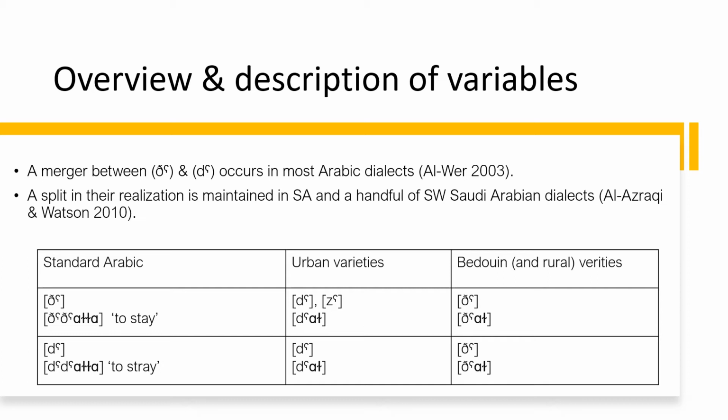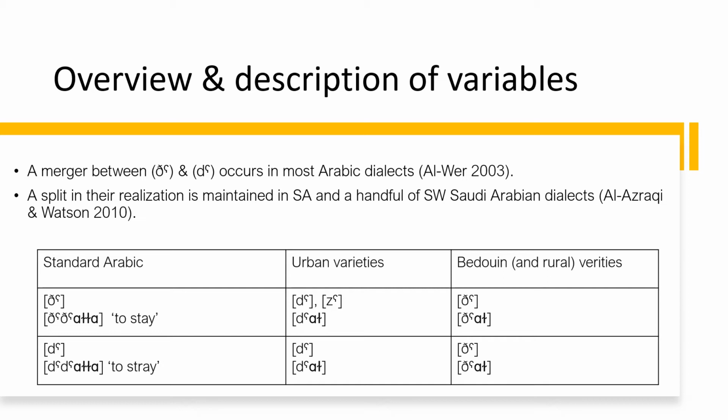vernacular realization. In Bedouin varieties, the interdental is maintained, and there's that overlap between Bedouin and Standard Arabic with regards to the first variable. The second variable is realized the same way in Standard Arabic. It's realized the same way in urban varieties, so that's the overlap here between urban and standard Arabic, at least in modern varieties. Of course, it wasn't the case in the past. Bedouin varieties realize it as the interdental fricative.